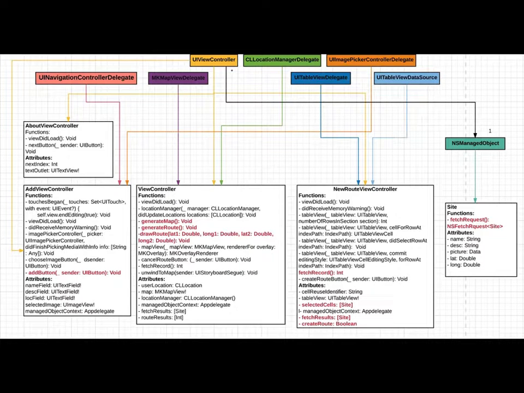In Site, it's a quite simple object class for core data. It has fetch request, which is common, and it has the attributes of name, description, picture, and then latitude and longitude. I saved the latitude and longitude in case I want to implement further design features that would allow me to use this for API calls.